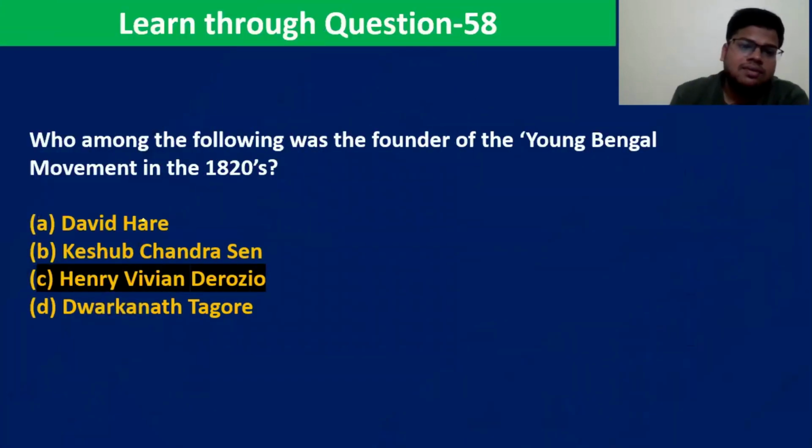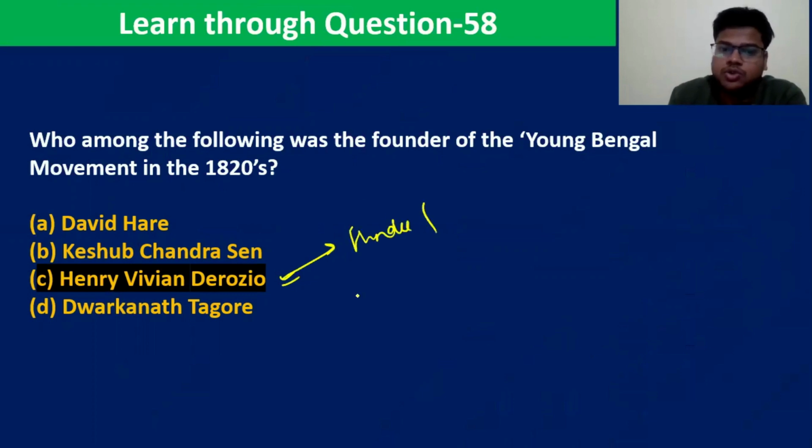That is Henry Vivian Derozio, who was a teacher at the Hindu College, which was formed in 1817, and he was a teacher there from 1826 to 1831.